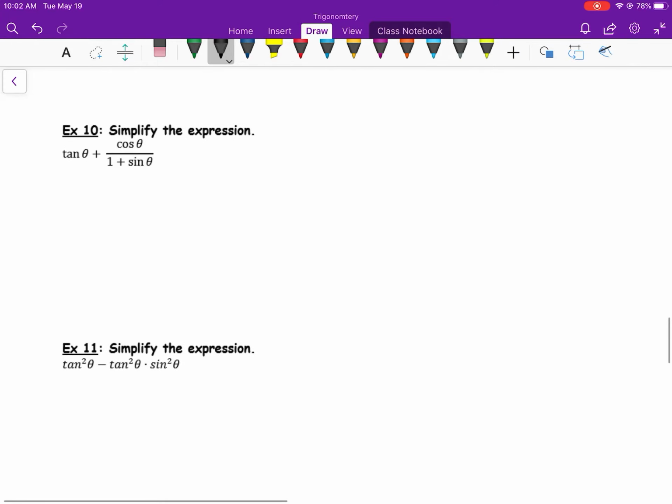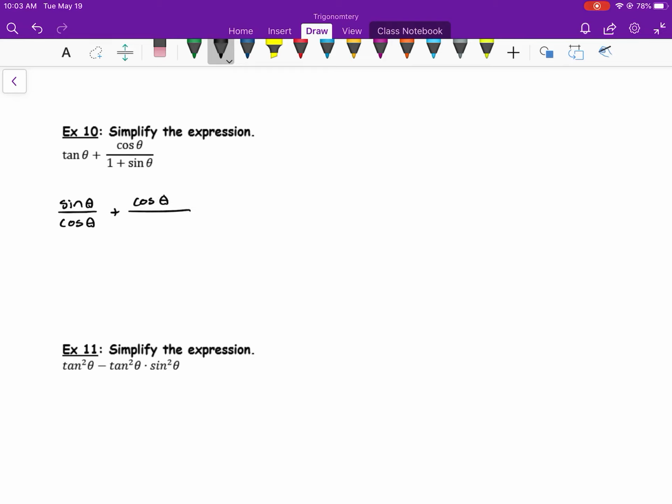Alright, moving on. Example 10. So I see tangents. I like to make it sine over cosine, plus cosine of theta over 1 plus sine of theta.